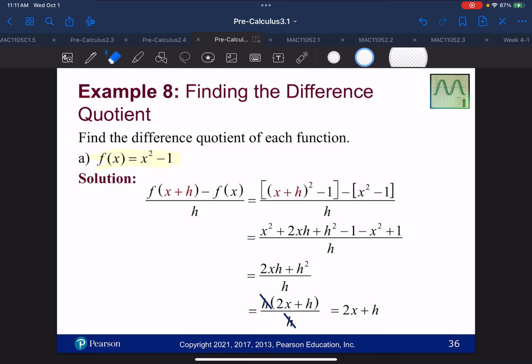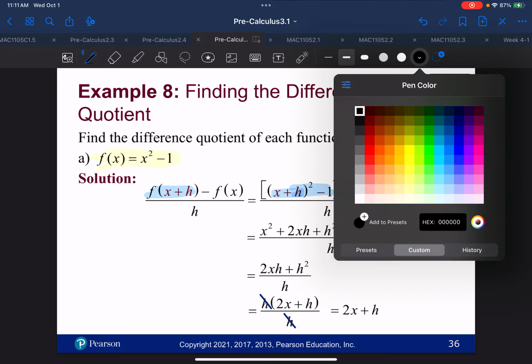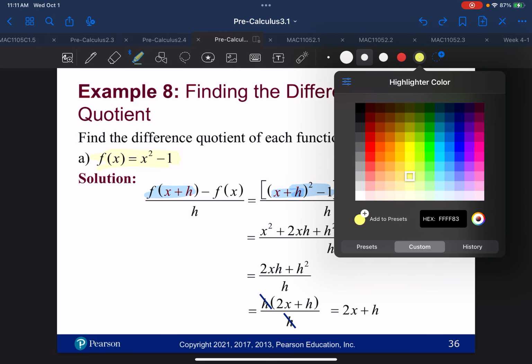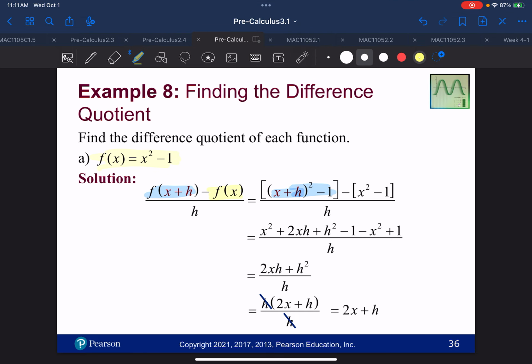Let me actually use some different colors here. So this is plugging in x plus h into f. So this would become x plus h squared minus 1. That's all of that first part. And then minus f of x. And f of x is just equal to x squared minus 1. So this becomes minus x squared minus 1. And then that will be all over h. That's because of the formula.